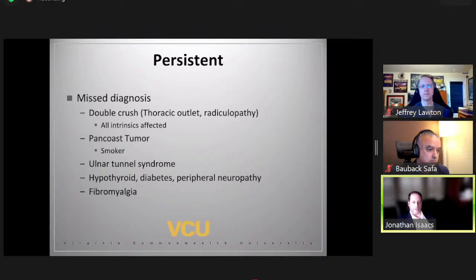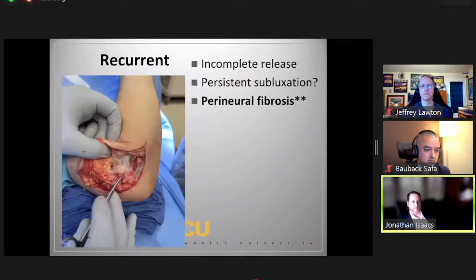Now, obviously, fibromyalgia doesn't give you intrinsic atrophy and weakness, but if you have a patient whose subjective complaints are outweighing their objective findings, you felt like they had a thorough and technically well done release, and they just say, I still have tingling, I still have discomfort, you ought to think about this as a potential diagnosis.